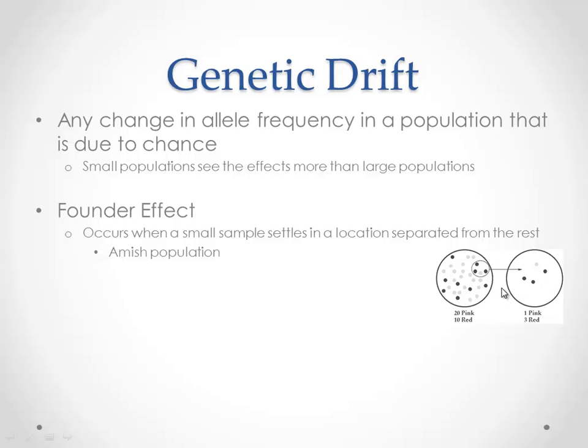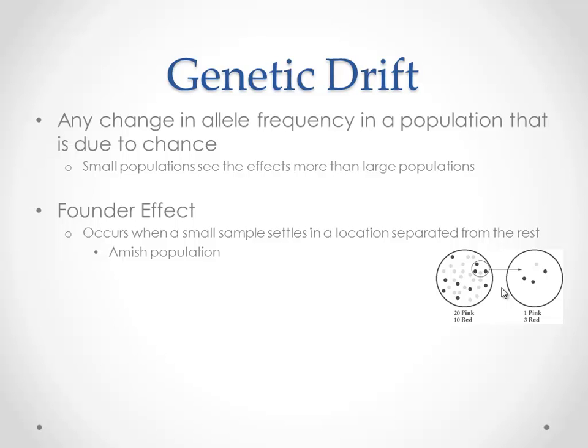Another example of the founder effect is the Amish and the Mennonite population here in the United States. The Amish and the Mennonites actually came from Europe. They settled here in the U.S. and they very rarely marry outside of their own community. And so you have a very small population that moved to the U.S. and now that is the gene pool. So we can trace all of their genes back to that small group that originally came over.